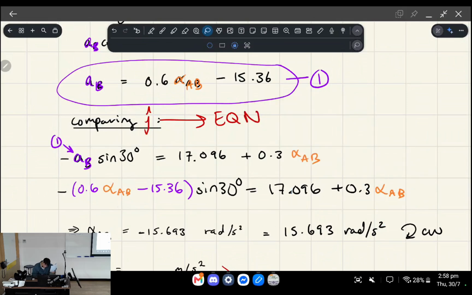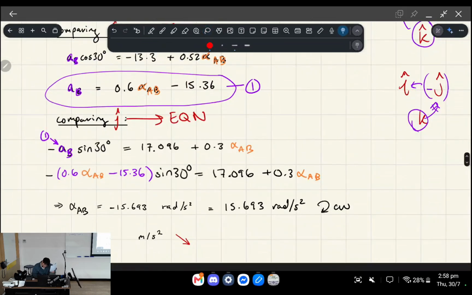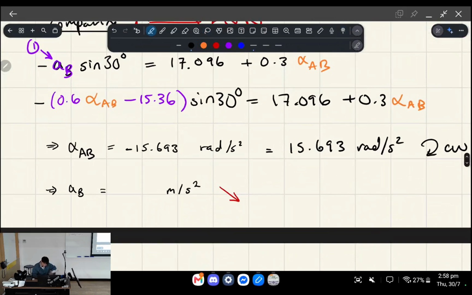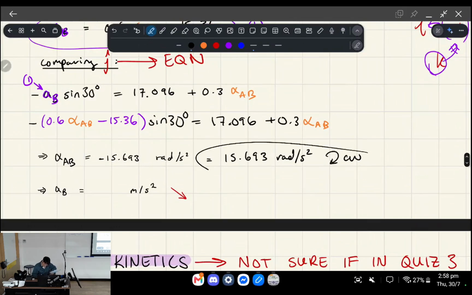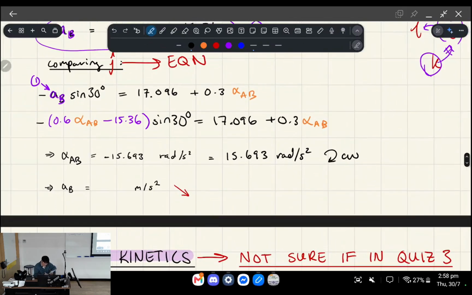Okay, so now we've got an expression just in terms of alpha, and so alpha is solvable, and it gives us this negative answer, right, in radians per second squared. And the negative here actually means something. It means that we're dealing with a clockwise spin. Okay.